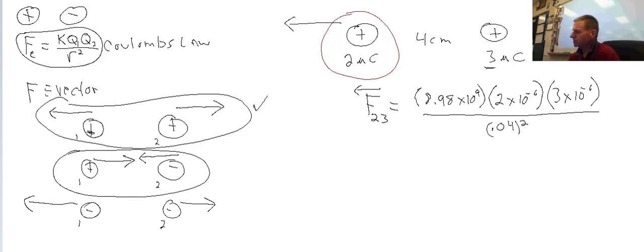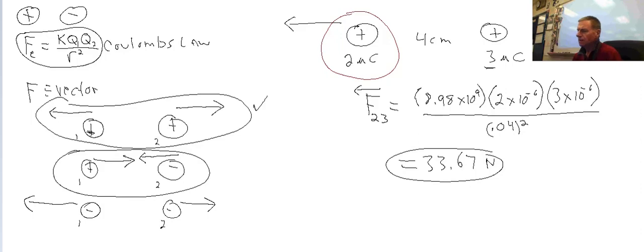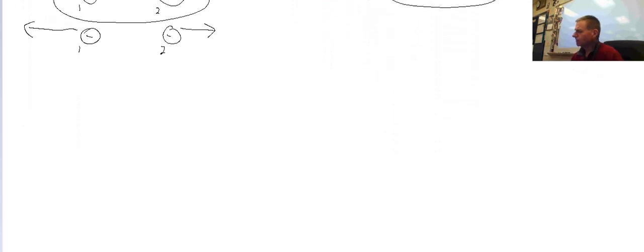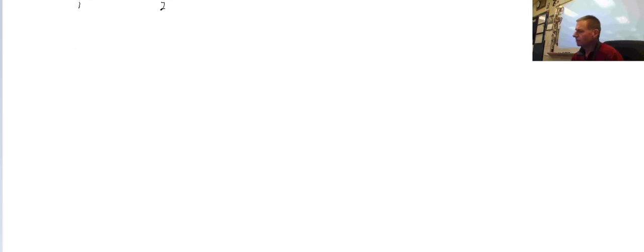And when we plug all this into our calculators, what we get is 33.67 newtons. So this is the force between these two charges. And this is a one-dimensional example. We only have two charges, and these happen to be, say, in the x dimension. So what do we do if we have a problem that is in more than one dimension?